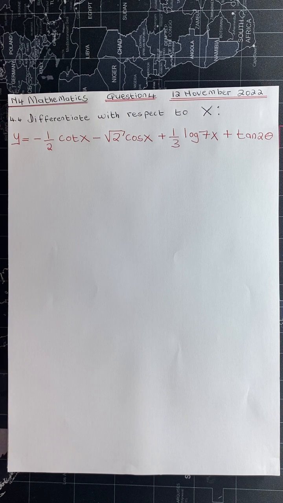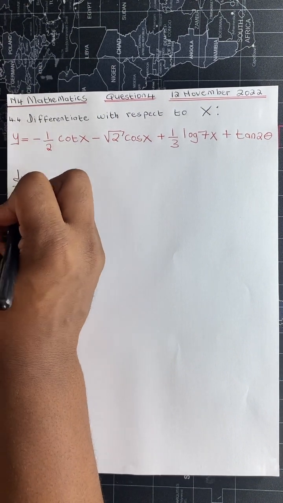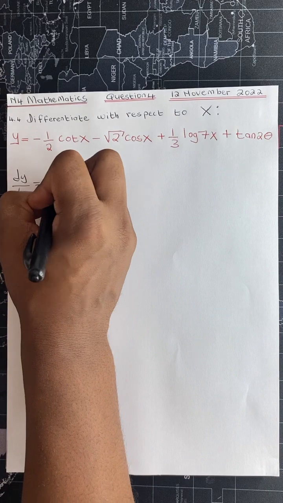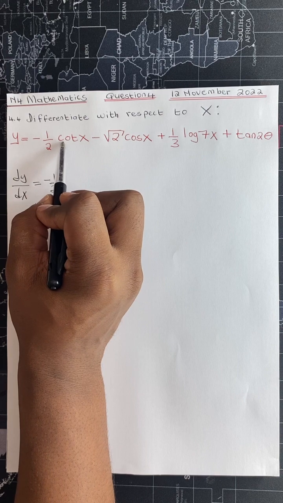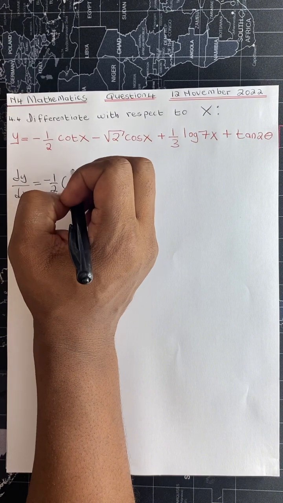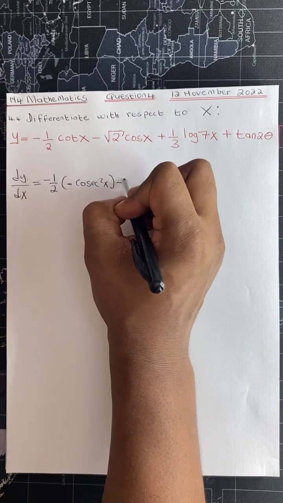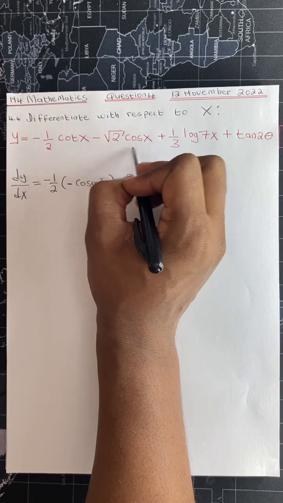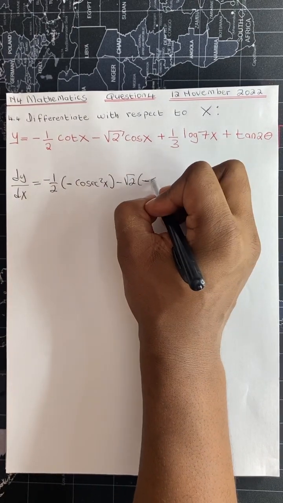Question 4.4, we have to differentiate with respect to x. y is equal to negative 1 over 2 cot x minus the square root of 2 cos x plus 1 over 3 log 7x plus tan 2 theta. So dy over dx will be equal to negative 1 over 2. Like I said, each and every time when you differentiate a trigonometric function which starts with a c, you always get a minus. So the derivative of cot x is equal to negative cosec squared x, minus the square root of 2. When you differentiate something which starts with a c, you get a minus. So the derivative of cos x is minus sin x.